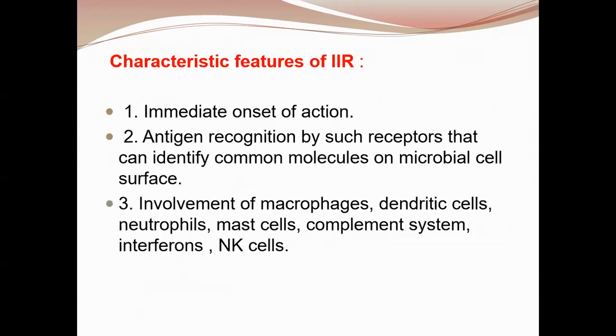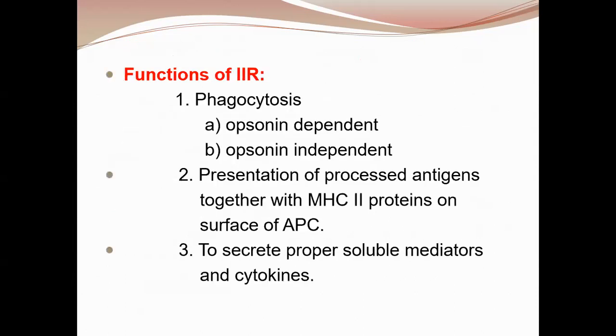Then, what are the characteristic features of innate immune response? When you talk about innate immune response, it is of immediate onset of action. Number two, antigen recognition by such receptors that can identify common molecules on the microbial cell surface. And number three, there is an involvement of macrophages, dendritic cells, neutrophils, mast cells, the complement system, interferons, and the natural killer cells. These are the typical characteristic features of innate immune response.